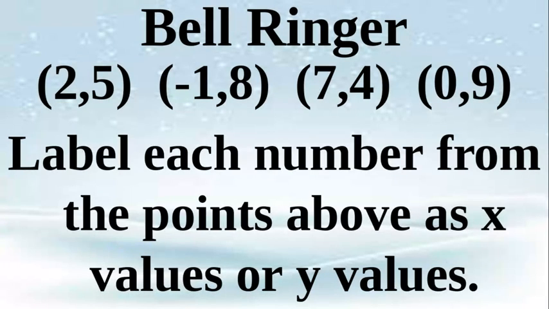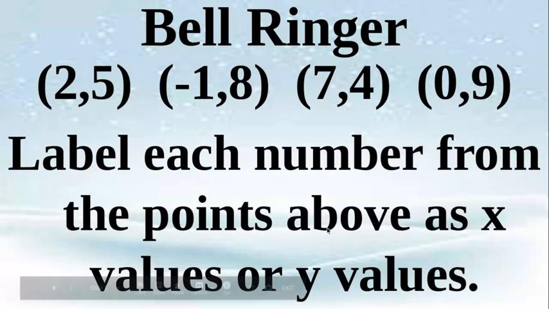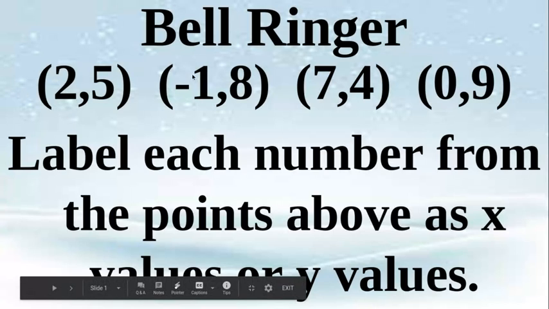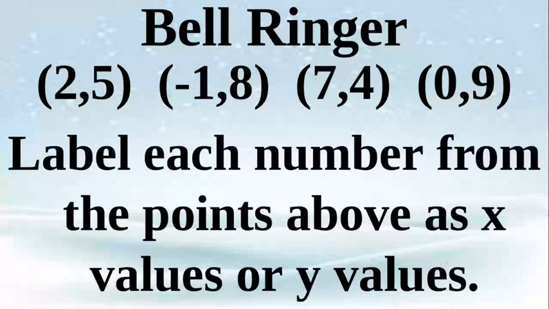So if we take a look, which ones are the x values? Remember, the x values are the numbers in the front of each point. So our x values would be 2, -1, 7, and 0. Our y values are the numbers in the back of a point. So our y values would be 5, 8, 4, and 9. So you've got to be able to do that in order to answer the questions in this chapter. So let's take a look.